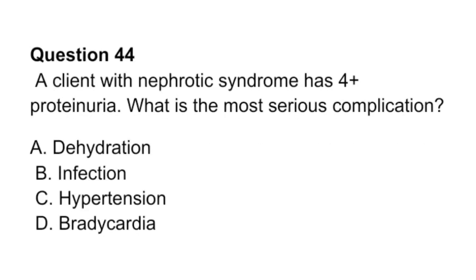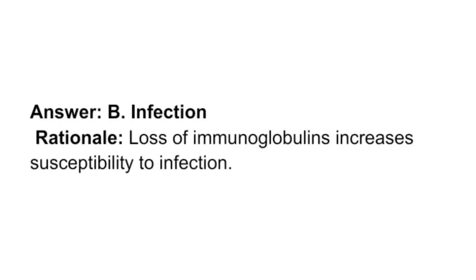Question 44. A client with nephrotic syndrome has 4+ proteinuria. What is the most serious complication? A. Dehydration. B. Infection. C. Hypertension. D. Bradycardia. The answer is B. Infection. Rationale: loss of immunoglobulins increases susceptibility to infection.